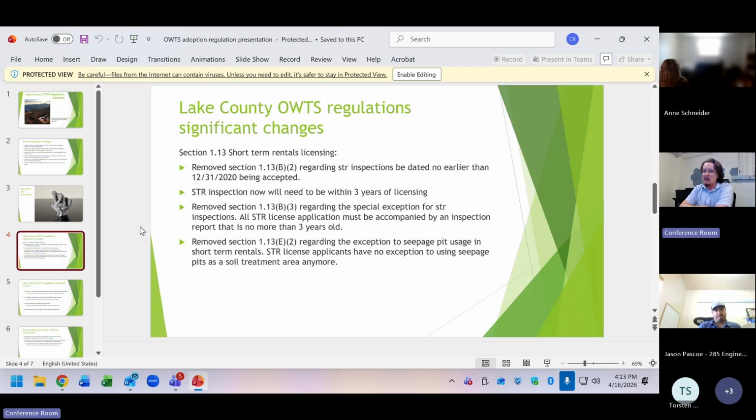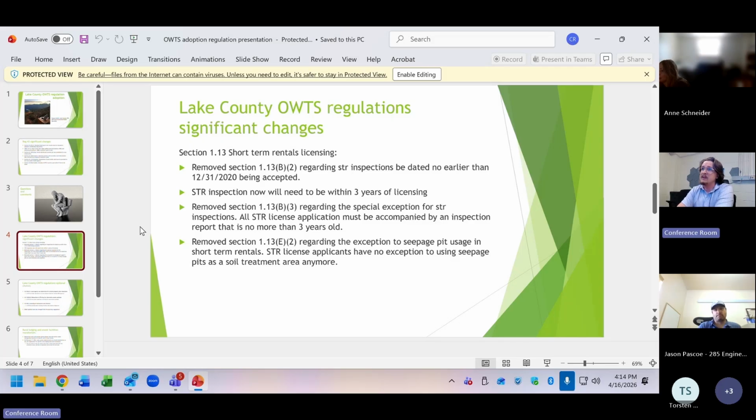Really, the major parts that have been edited or moved are part of section 1.13, which is about our short-term rental licensing. When that was added to our regulations, I believe in 2024, we had a lot of grace periods and exceptions to what's required in short-term rental licensing. Really, the big one is that any short-term rental needs to have a valid inspection done every 3 years. You can't have a short-term rental license without an inspection within the last 3 years.